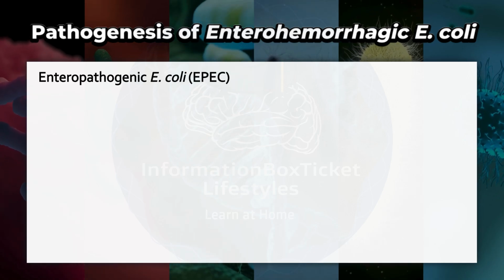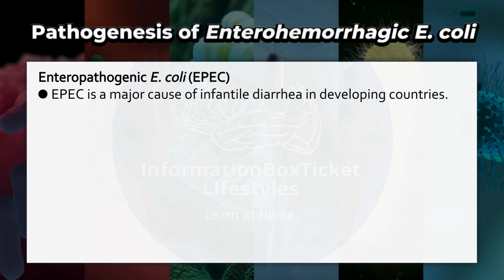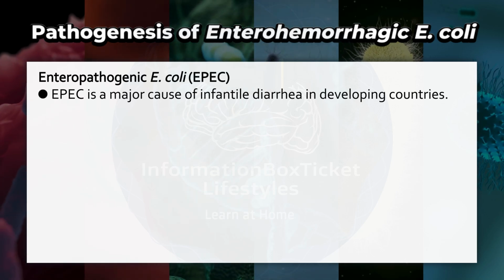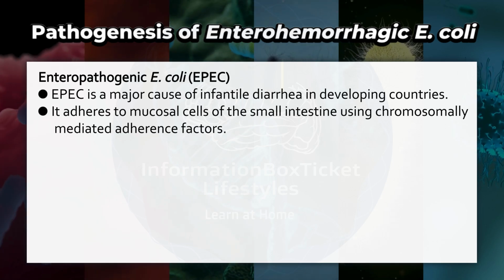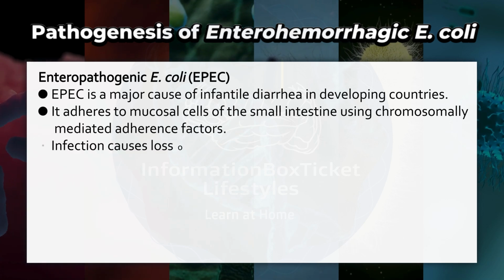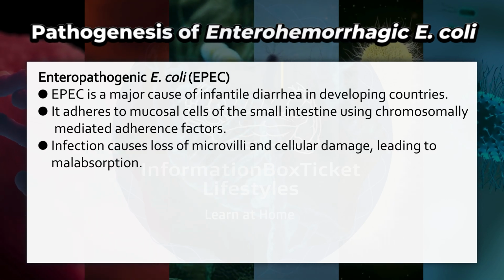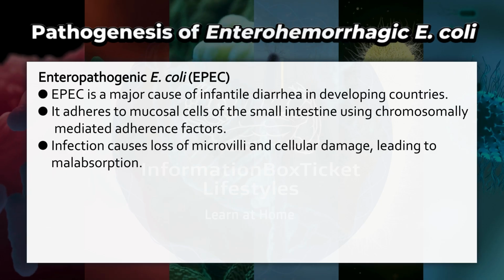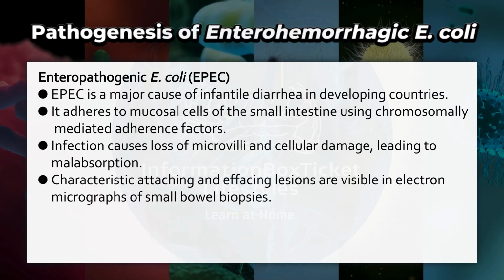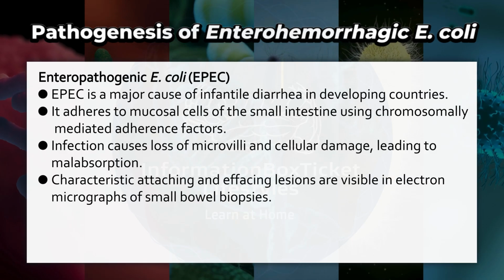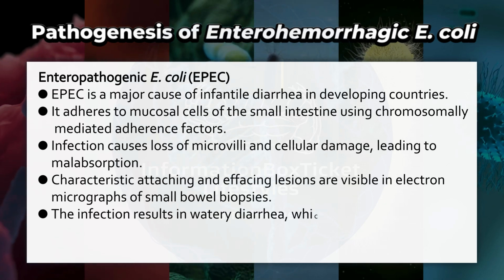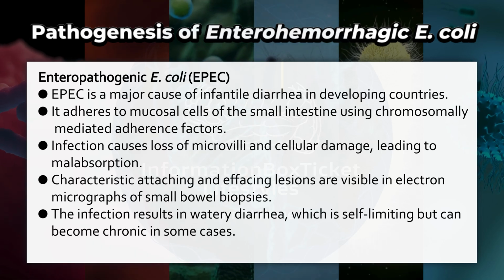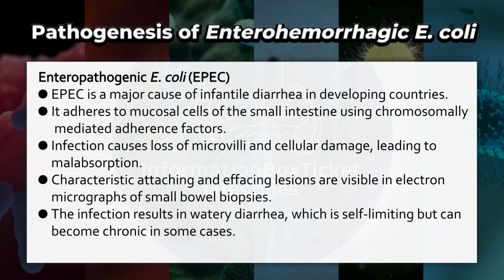Enteropathogenic E. coli is a major cause of infantile diarrhea in developing countries. It adheres to mucosal cells of the small intestine using chromosomally mediated adherence factors. Infection causes loss of microvilli and cellular damage, leading to malabsorption. Characteristic attaching and effacing lesions are visible in electron micrographs of small bowel biopsies. The infection results in watery diarrhea, which is self-limiting but can become chronic in some cases.